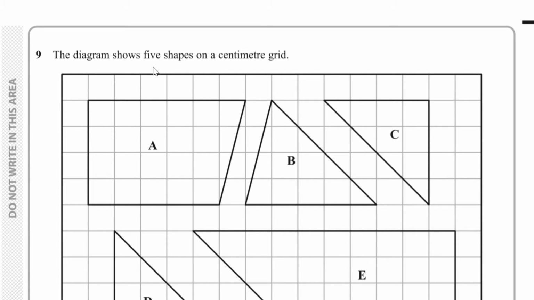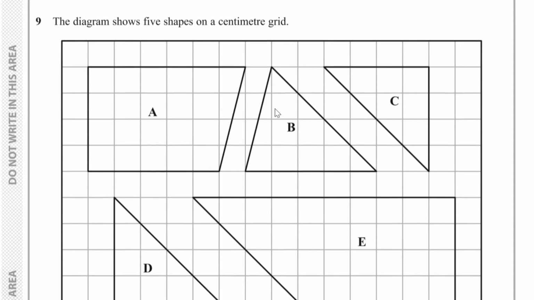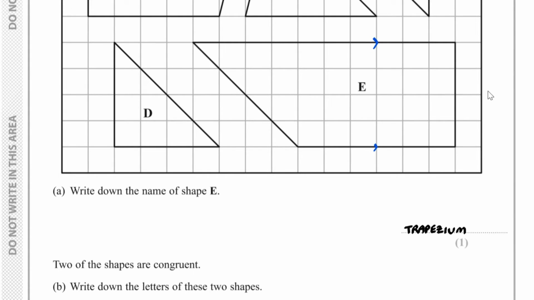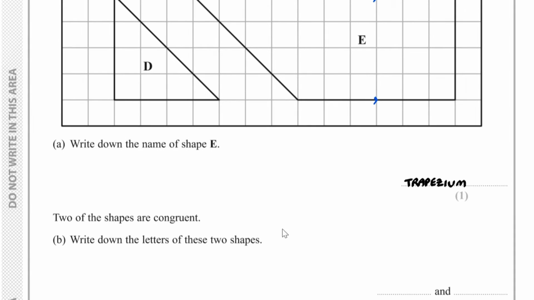Question number 9. The diagram shows 5 shapes on a centimetre grid. For part A, we have to write down the name of shape E. Well, what we have for shape E are 2 sides which are parallel to each other. We've got 4 sides in total, and therefore for shape E we have a trapezium.